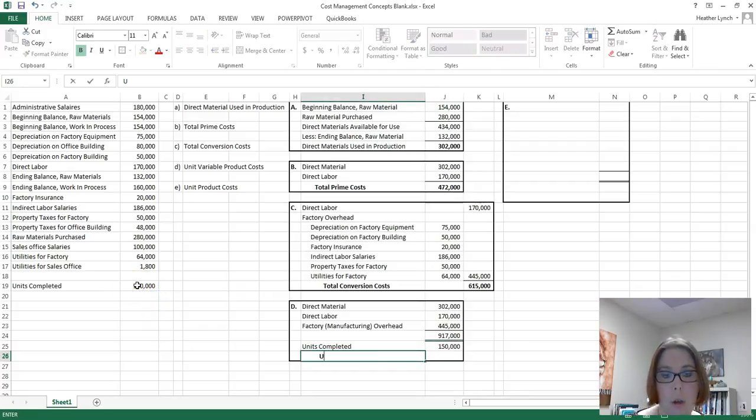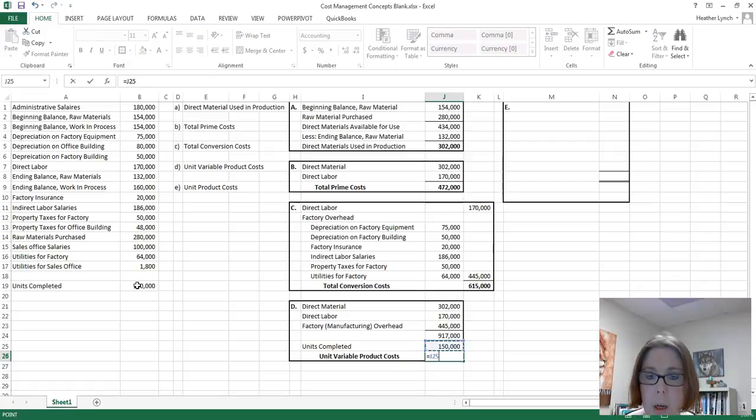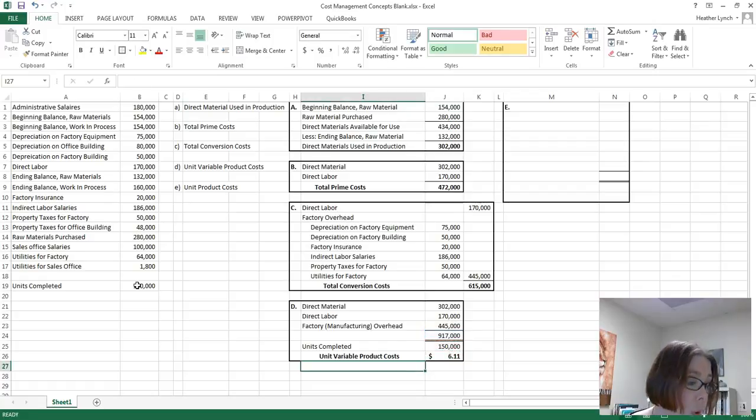So then our unit variable product cost is taking your $917,000 divided by your 150,000 units produced. So our unit variable product cost is $6.11.